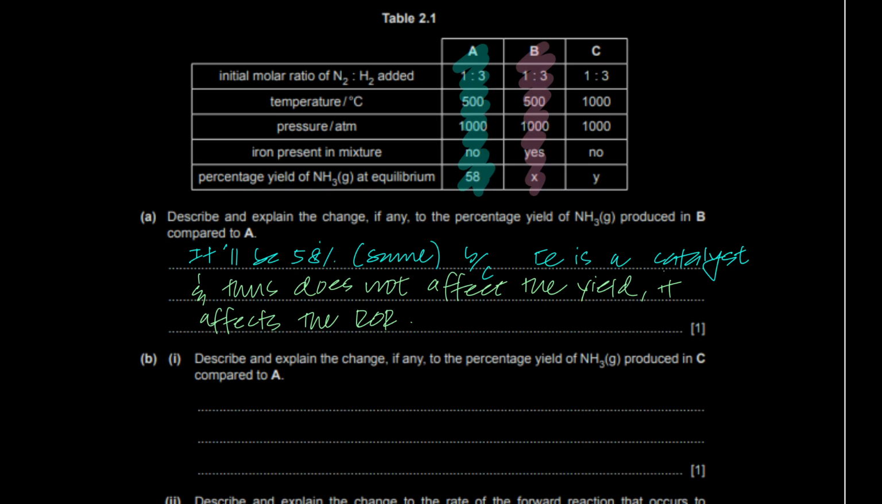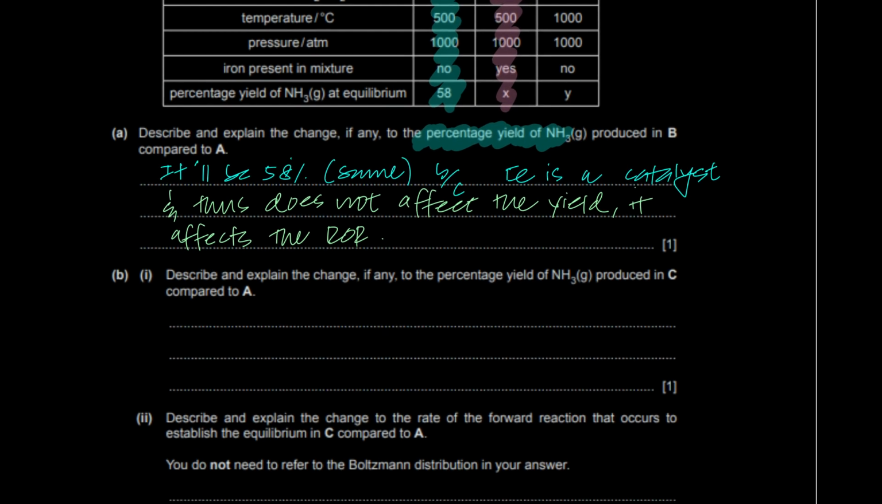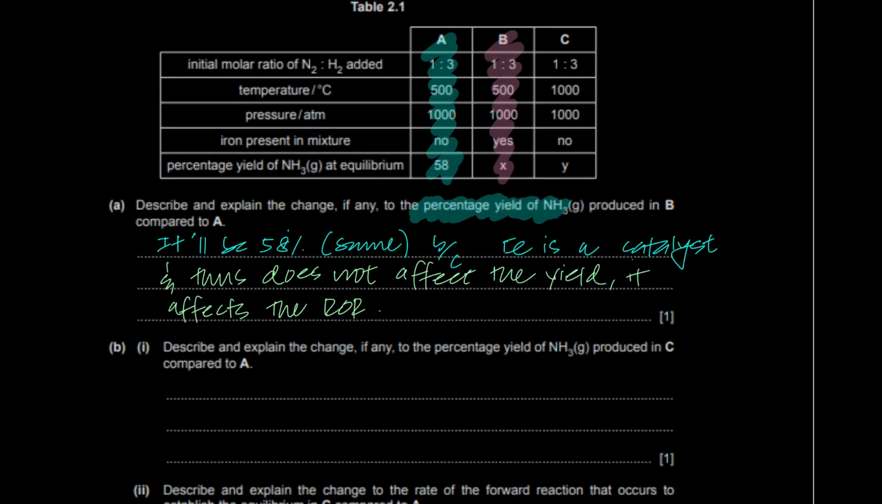They did not ask you about slow reaction or fast reaction. You need to check out the percentage yield. He did not ask you to tell him about rate of reaction. That's just a cherry on top that I wrote. But what happens to the percentage yield? It'll be the same. Right? Or if you want to write better phrases, you can. Describe and explain the change, if any, to the percentage yield of ammonia produced in C compared to A. C compared to A.